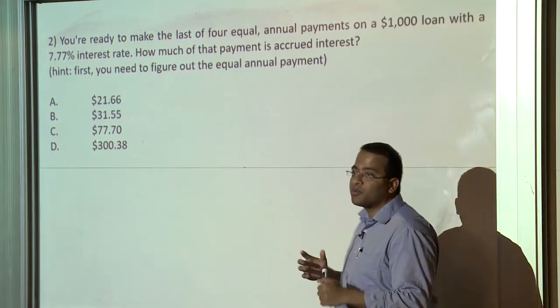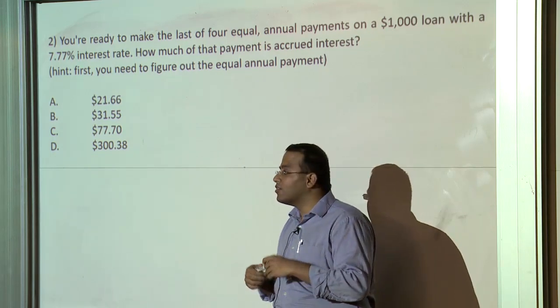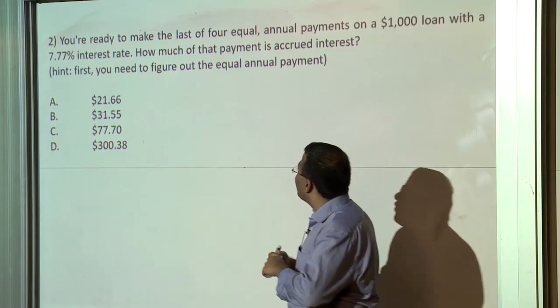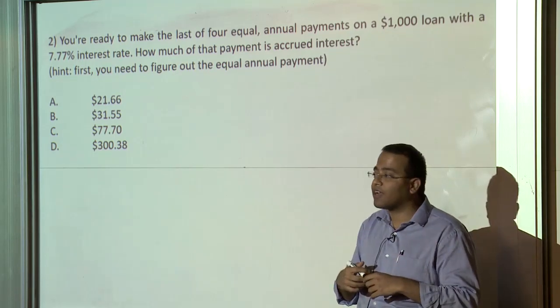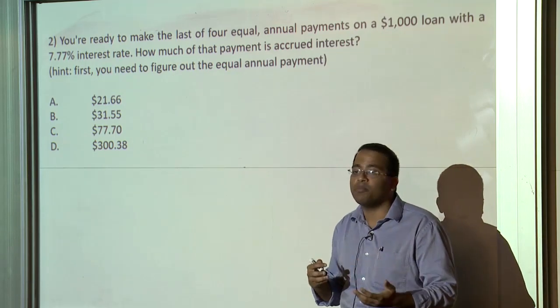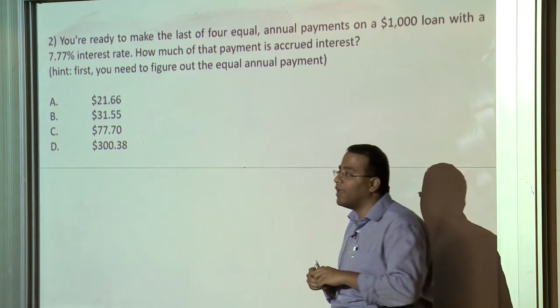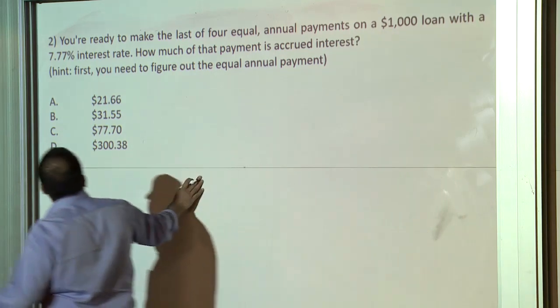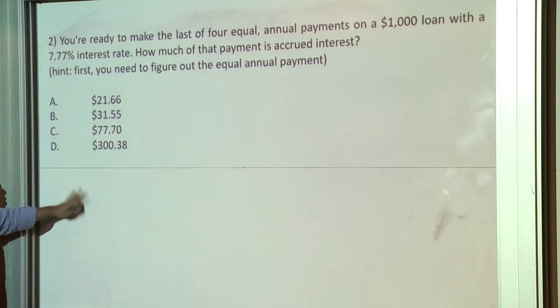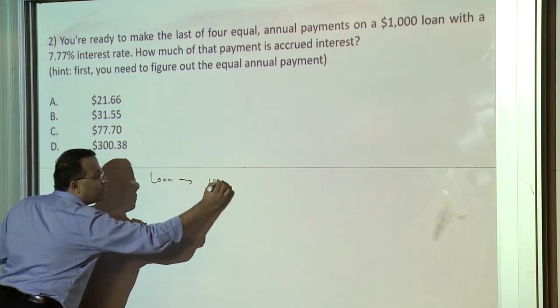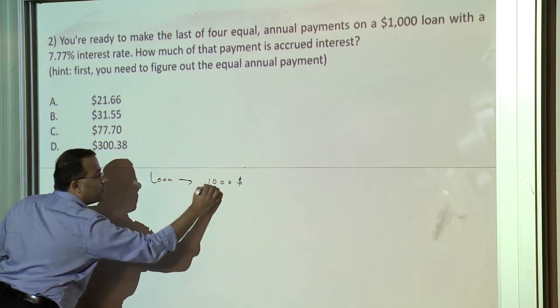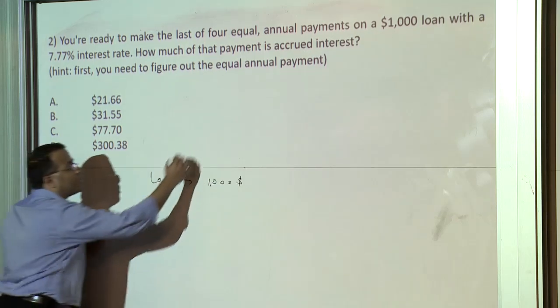What would you try to do in this question? So one of the first strategies is to try and figure out, what is this equal payment amount? Okay, how much am I actually paying in this last installment? What is the net amount that I'm going to be paying? So to calculate that, we have a few data points in our question. So what do we have here? We have a loan, which is $1,000. Okay, and our goal is to try and compute the PMT.